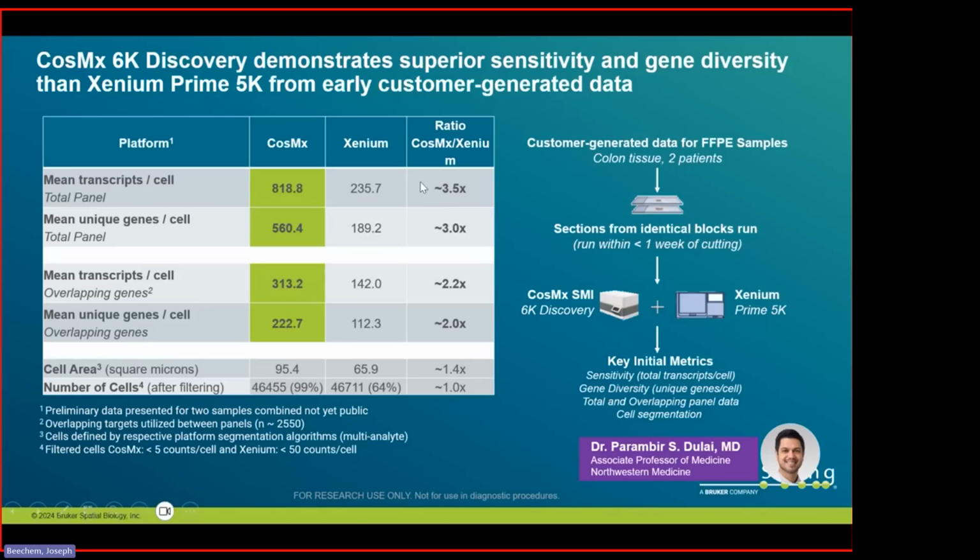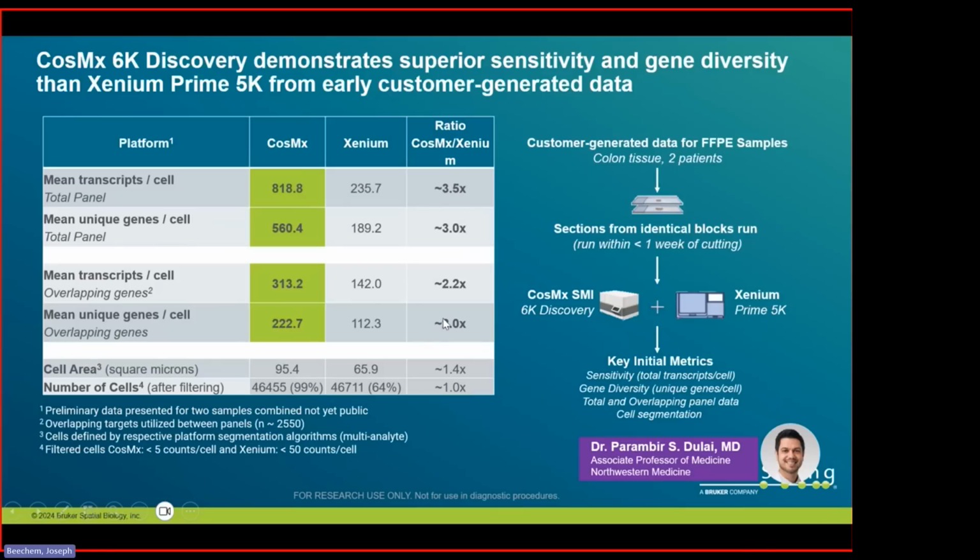We're about 3.5 times more sensitive in transcripts per cell, 819 transcripts per single cell. Xenium averaged 235 on that. Unique genes, the diversity, we got about 3 times the breadth of unique genes. And let's look at the overlapping. The overlapping genes now is 2,550 comparisons of the overlapping. And what do you see?